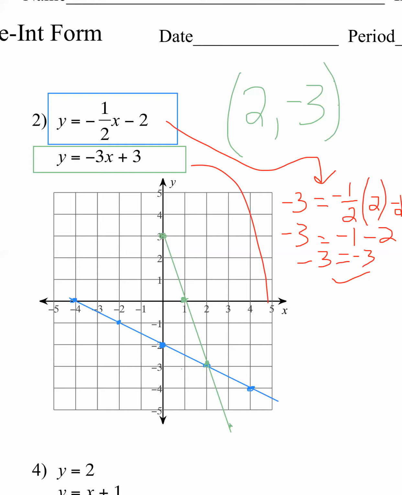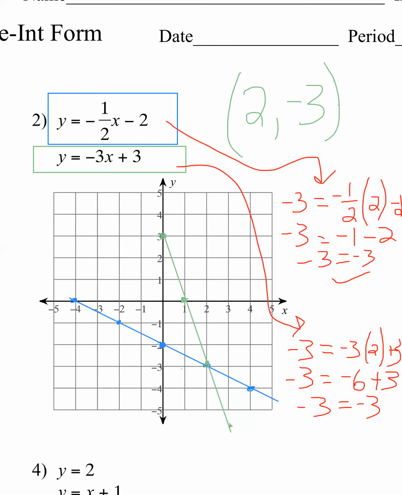And then let's go ahead and try this one. So negative 3 equal to negative 3 times 2 plus 3. All right, well, let's try it. Well, I'll be. Cool. So yeah, it works in both of them.